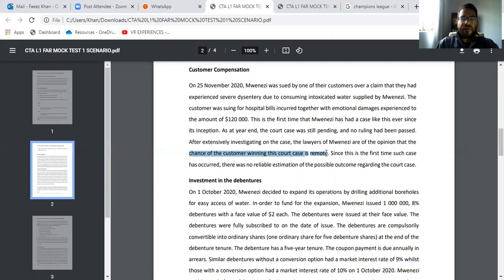When something is remote, they're basically saying it is unlikely that a payment will have to be made. So therefore we can't recognize a provision. Definitely no liability, but no provision. So we'll have to disclose a contingent liability. A contingent liability is not recognized on the balance sheet, but is disclosed in the notes to the financial statements.